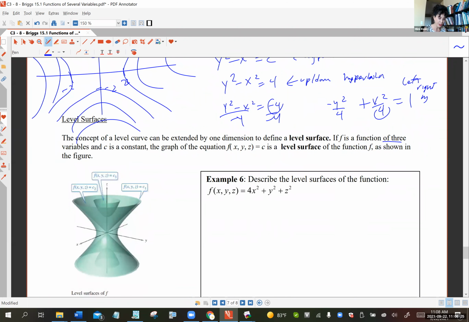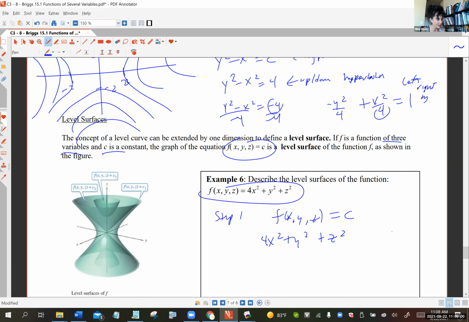Level surface. So if you have a function of 3 variables, you can't graph it, you need 4 dimensions. But if you set that function to a constant, you can talk about level surfaces. So here's a function of 3 variables. Cannot graph it. But if we could graph it, what would its level surfaces look like? So step 1, set the function equal to a constant, any constant, c. So 4x squared plus y squared plus z squared equals a constant.